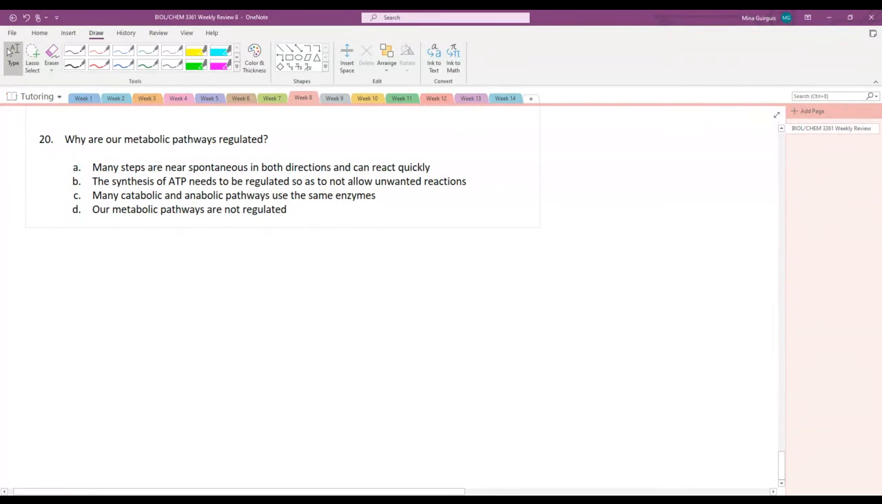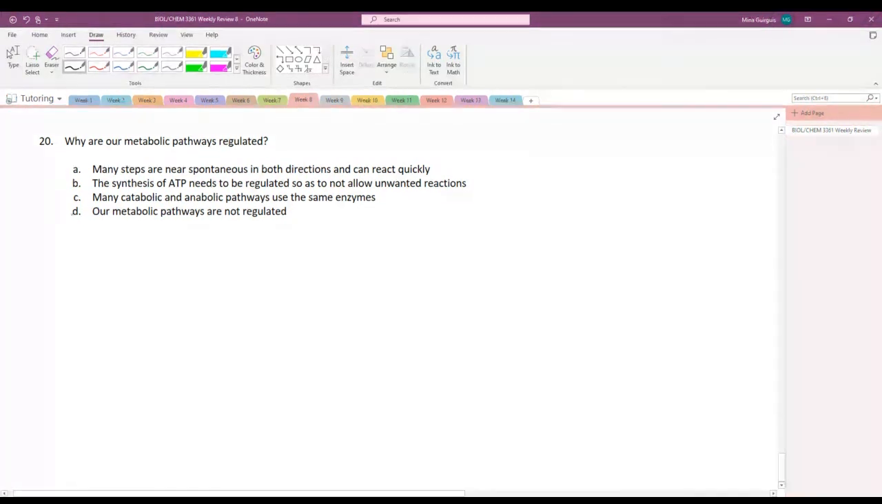So why are our metabolic pathways regulated? Many steps are near spontaneous in both directions and can react quickly. I don't know what that means. The synthesis of ATP needs to be regulated so as to not allow unwanted reactions. Many catabolic and anabolic pathways use the same enzymes. Our metabolic pathways are not regulated. So right off the bat, I'm going to say D is wrong.